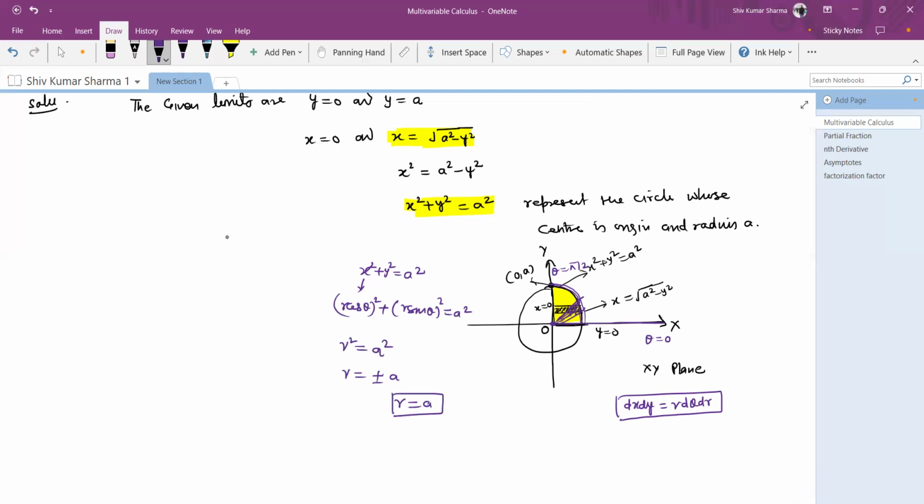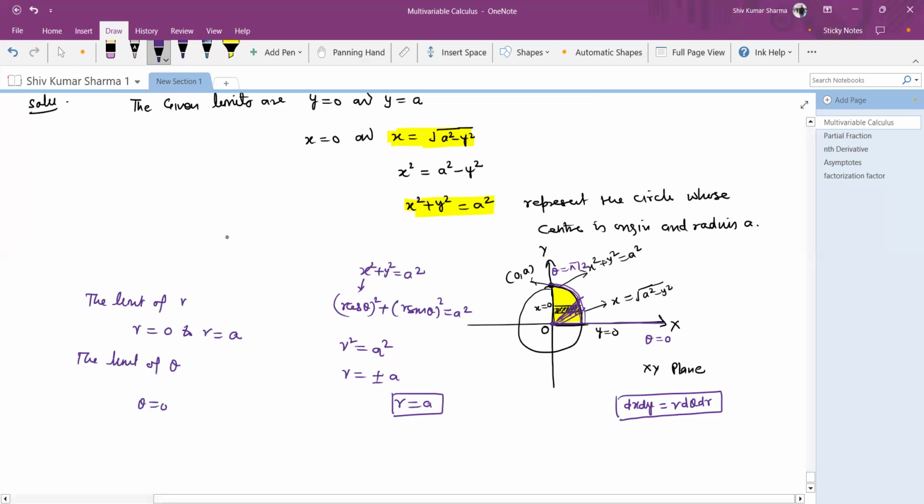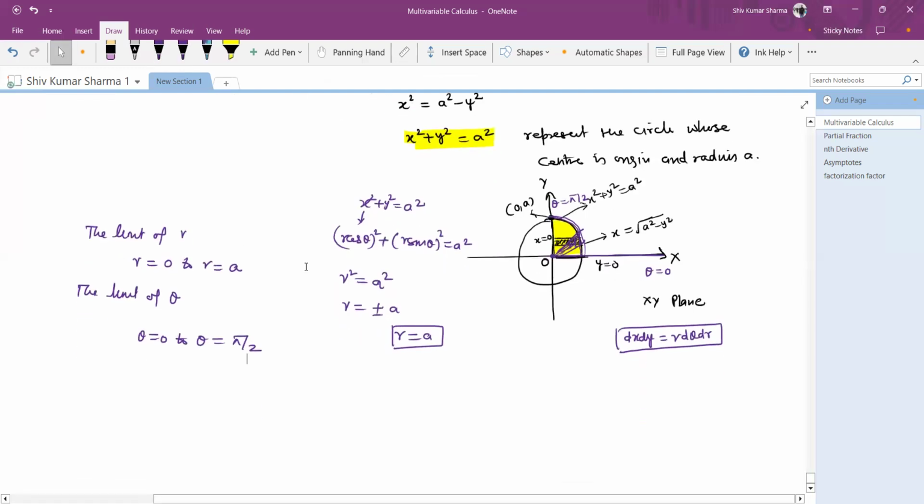So you can clearly understand the limits. Here we write down the limit of r: r equal to 0 to r equal to a. And the limit of θ, because we are talking about only the first quadrant, from the initial line θ equal to 0 to θ equal to π by 2. So here both limits are constant.